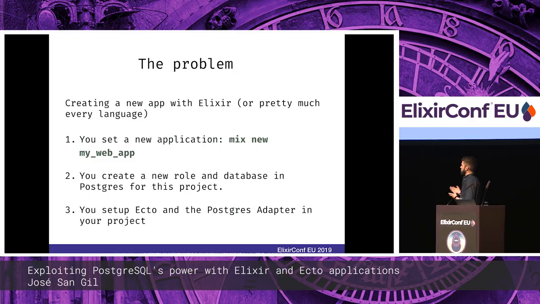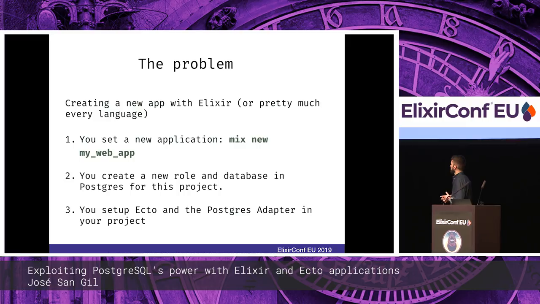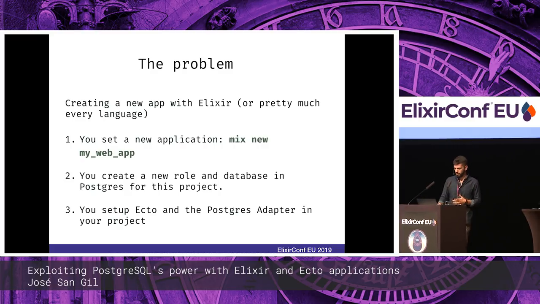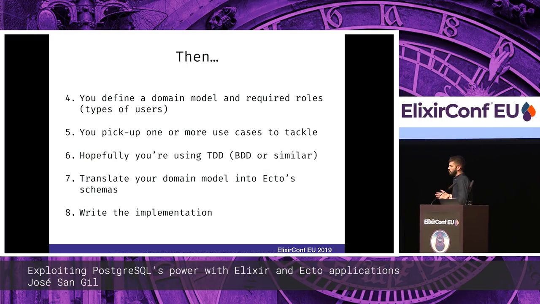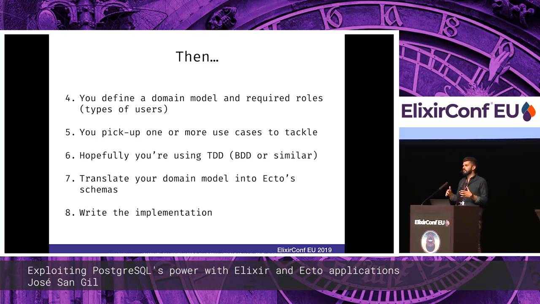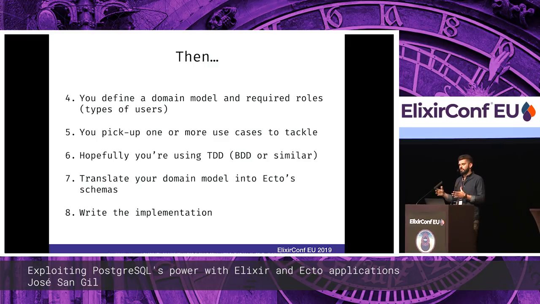You set up a new application, a new environment. We use Mix for that in Elixir. Hopefully you create a new role and database in your Postgres server or Docker container. I say hopefully because most of the time you see people using just the postgres user in the postgres database. You set up your Ecto and the Postgres adapter. And then you start working on this domain model, and you try to find data structures which cover the different use cases and the different roles you have in your application. Then you try to pick up some of those use cases. Maybe you do it by yourself if you're working in a small startup, or you have a product owner or somebody else in the business who tells you which are the priorities.